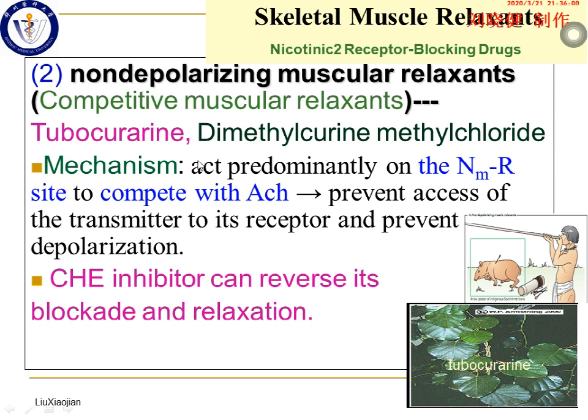And metocurine and methylchloride, these drugs, like tubocurarine, act predominantly on the NM receptor site to compete with acetylcholine and prevent access of the neurotransmitter to its receptor and prevent depolarization caused by the neurotransmitter. So these are competitive muscular relaxants. Because they have no intrinsic activity, they cannot induce depolarization. So they are also called non-depolarizing muscular relaxants.